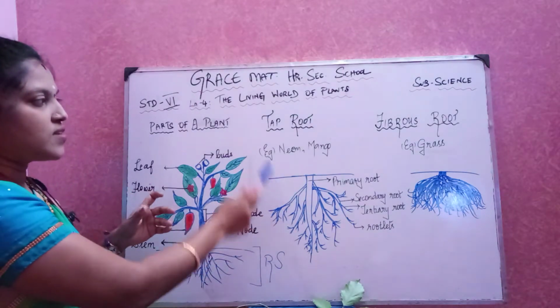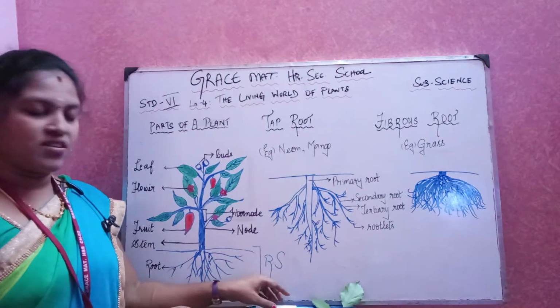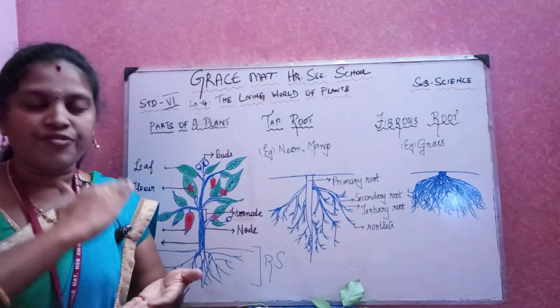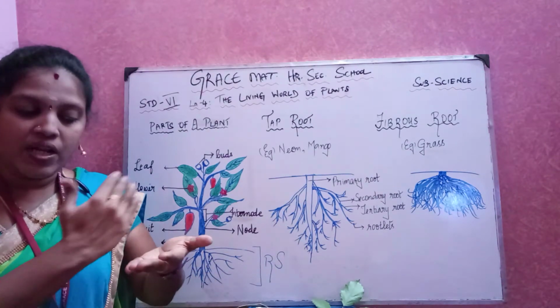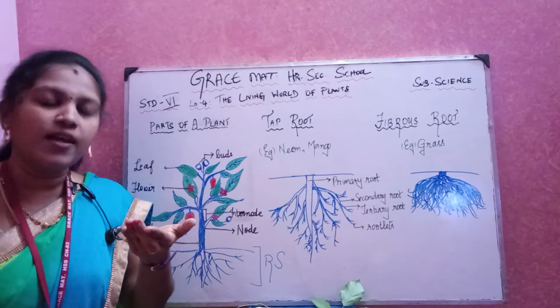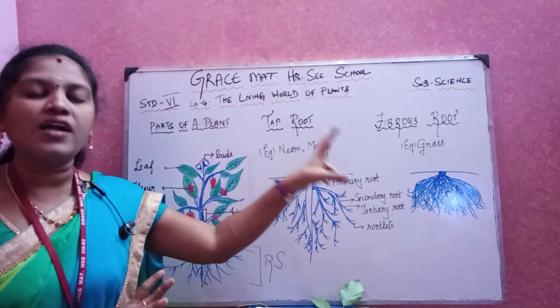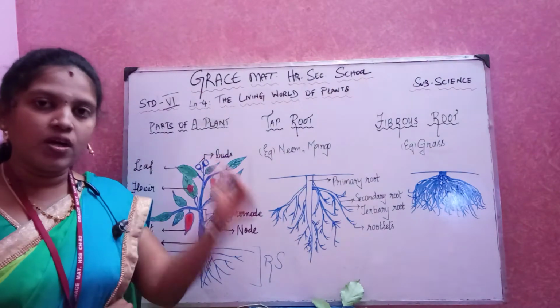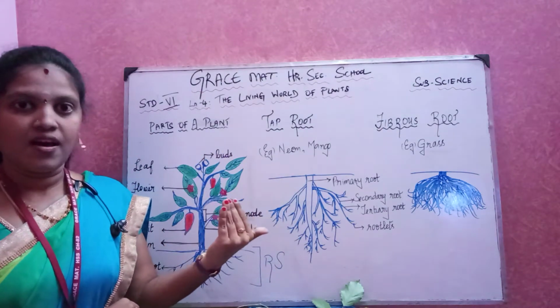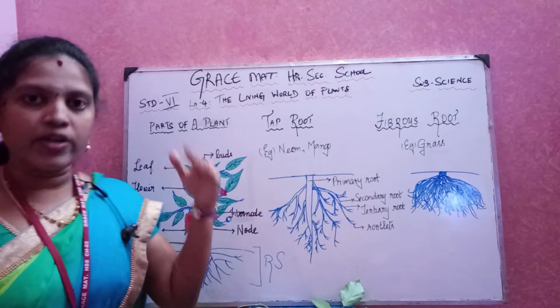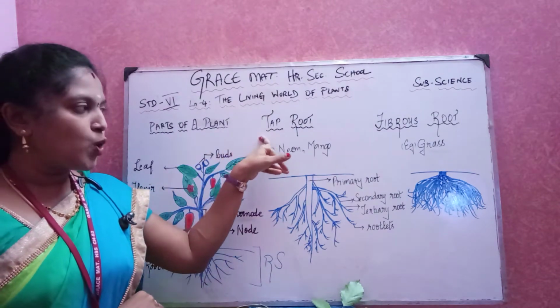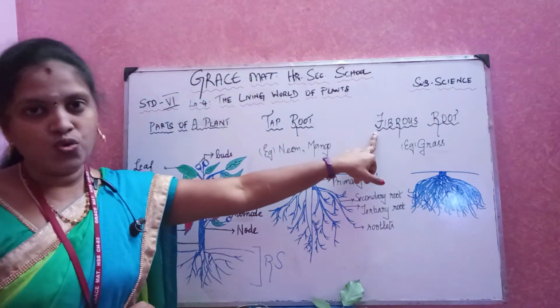Okay, children. Now first we are going to see about the root system. So first, what is a root system? As I told you, the part of the plant which is seen below the soil is called as the root system. Okay, so come on, tell me, what are the two parts of the root system you would have learnt in your primary classes? Okay, taproot system and fibrous root system.